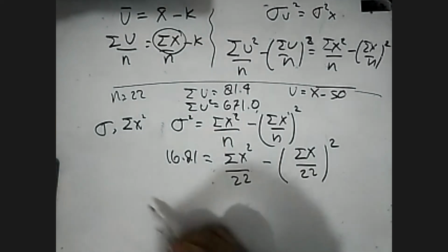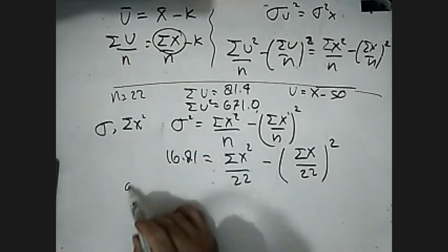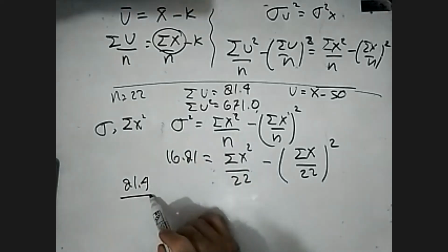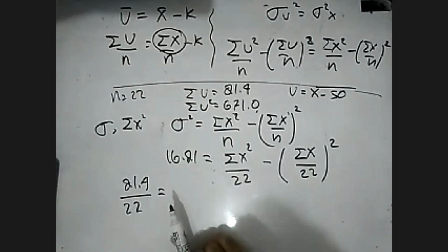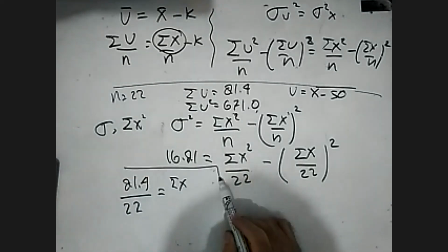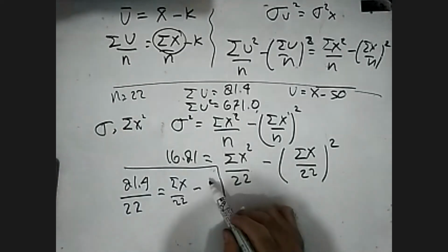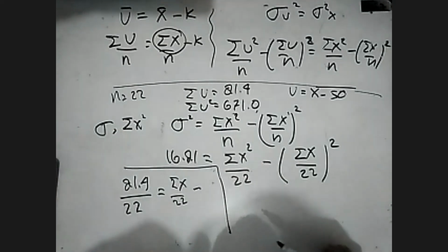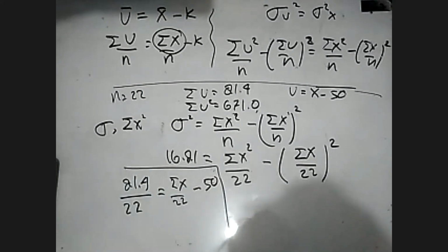Let's do it. Sigma u is going to be 81.4 over the number of data, which is 22. That's going to be sum of the x over 22 minus 50, right? Is it 50? Let me check again. Yeah, minus 50.